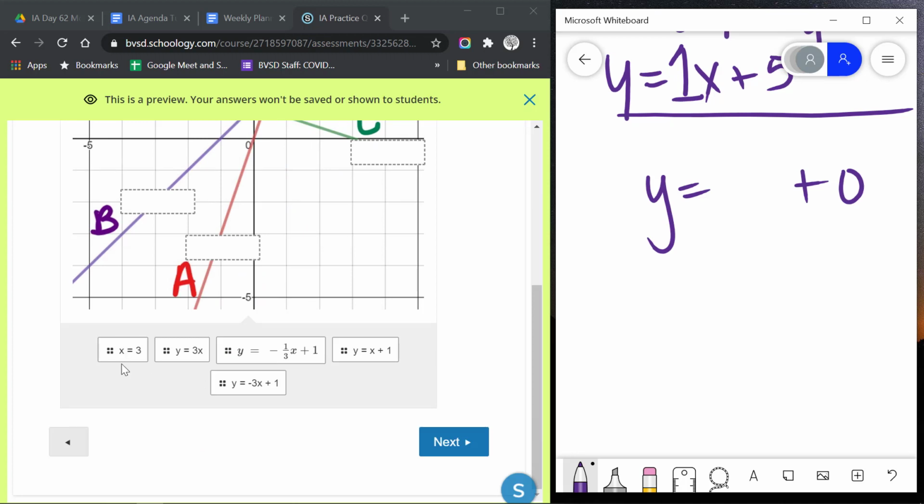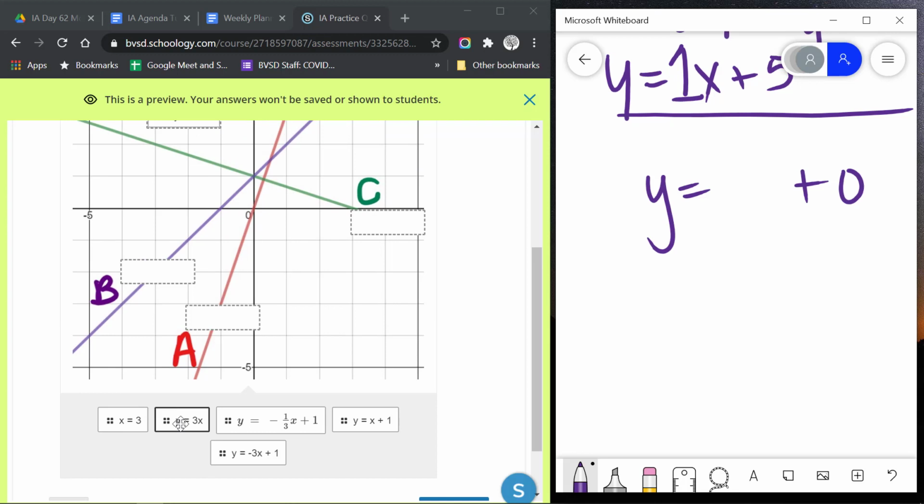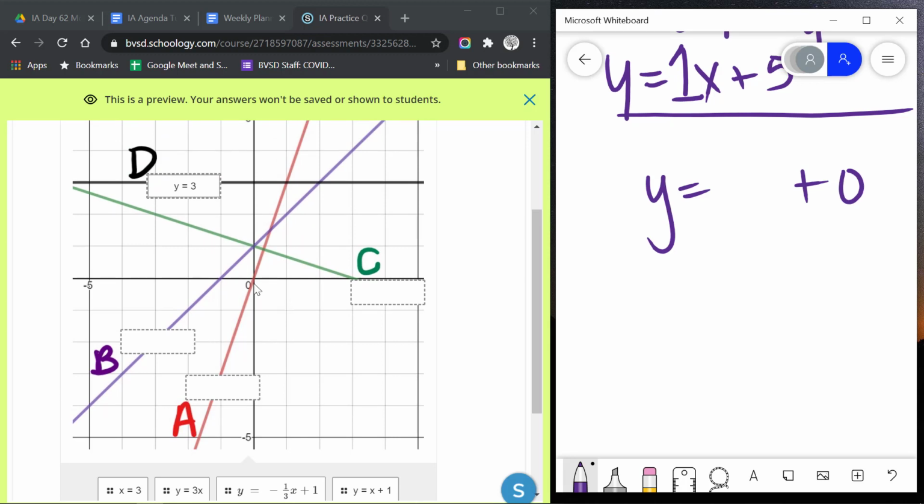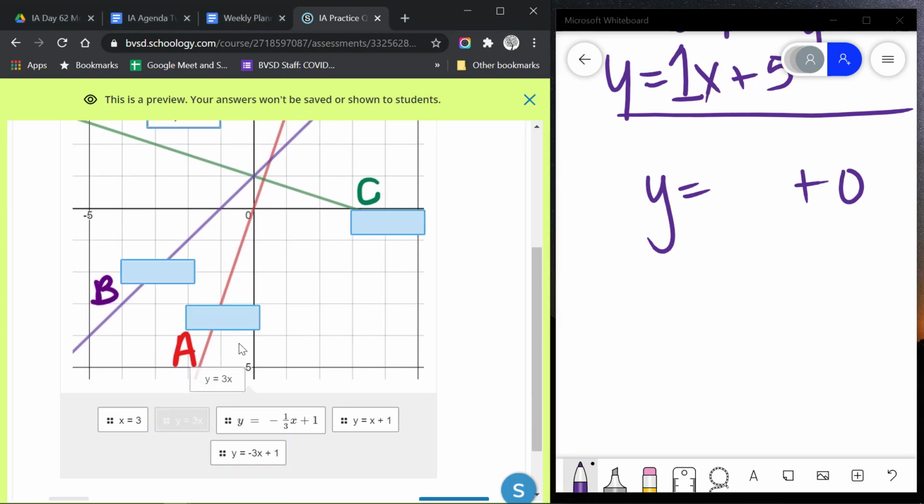I know that's a vertical line, so it can't be that. Let's look at y equals 3x. So I know if I plug in 0, I get 0, and that's good. Is the slope of this line 3? Well, it goes up 3 over 1. So that looks pretty good. Y equals 3x meets right there.